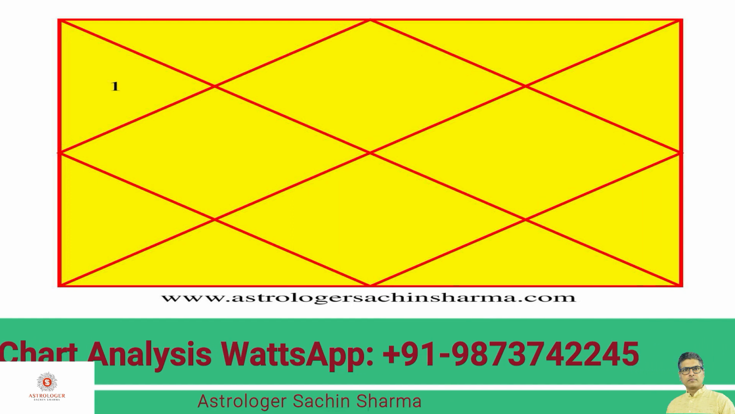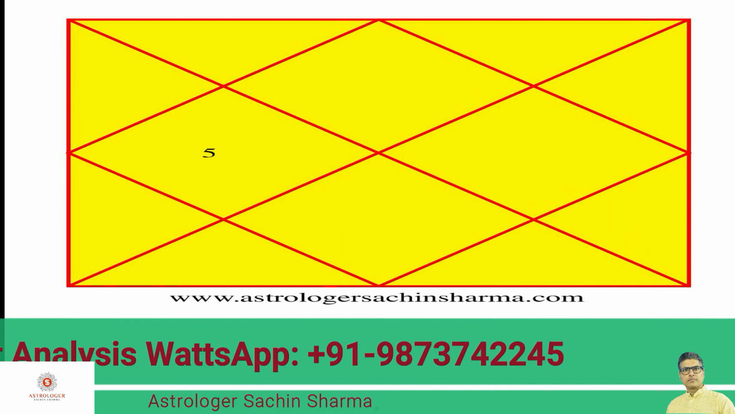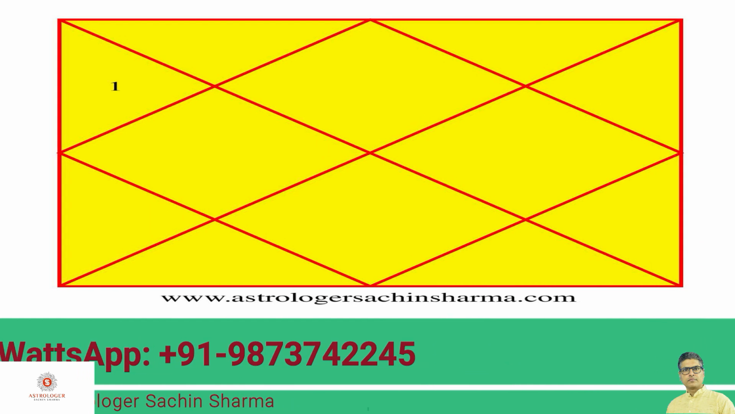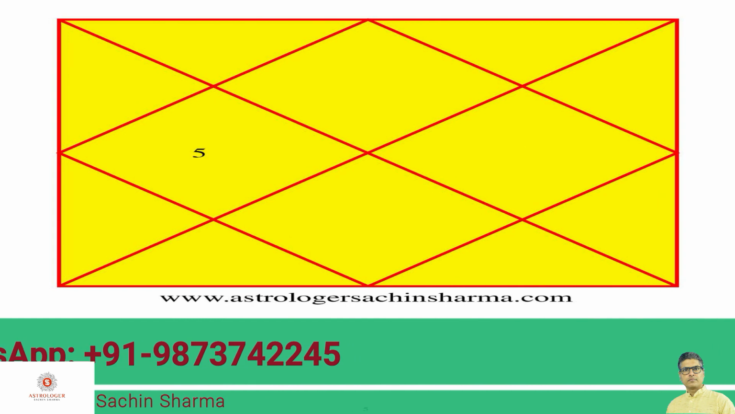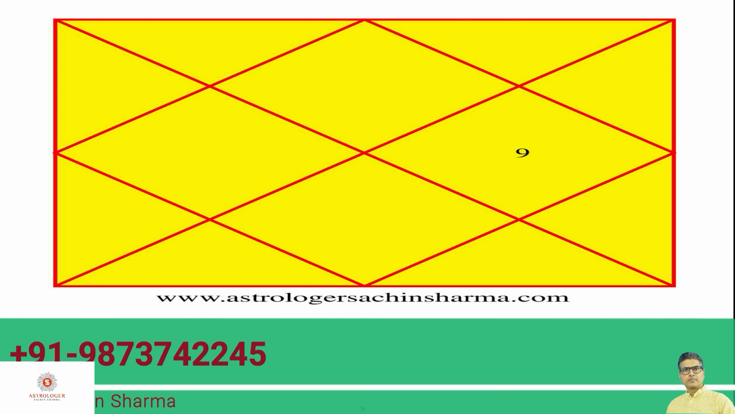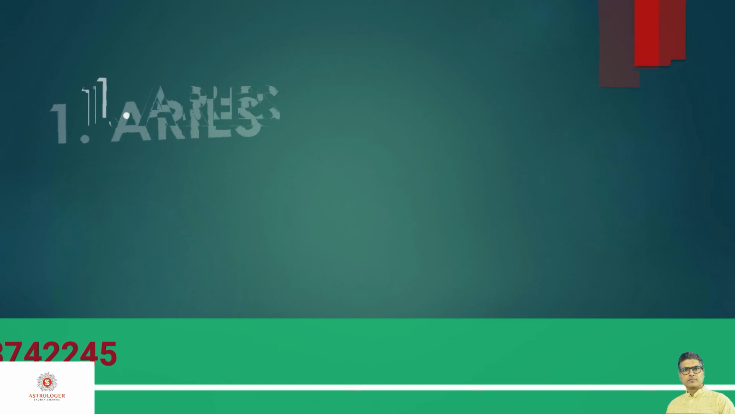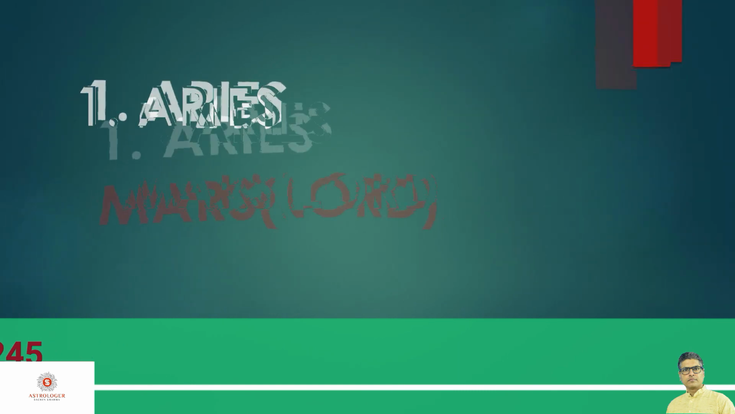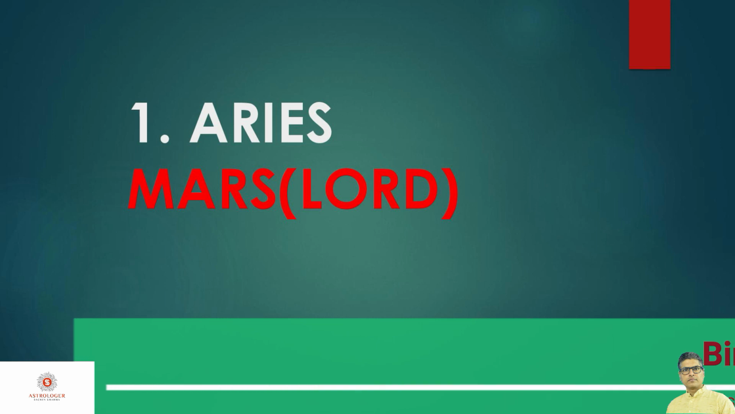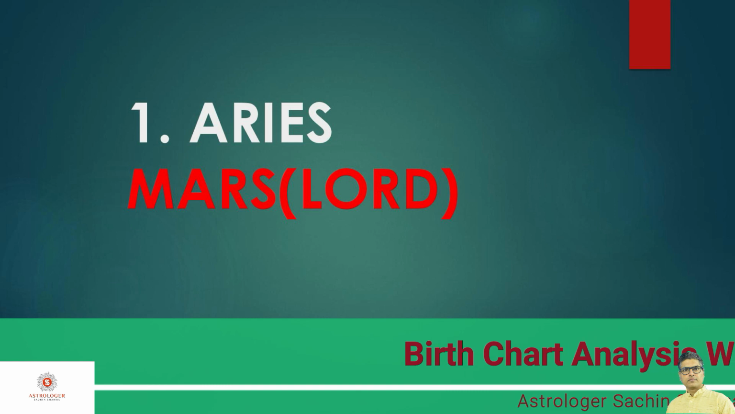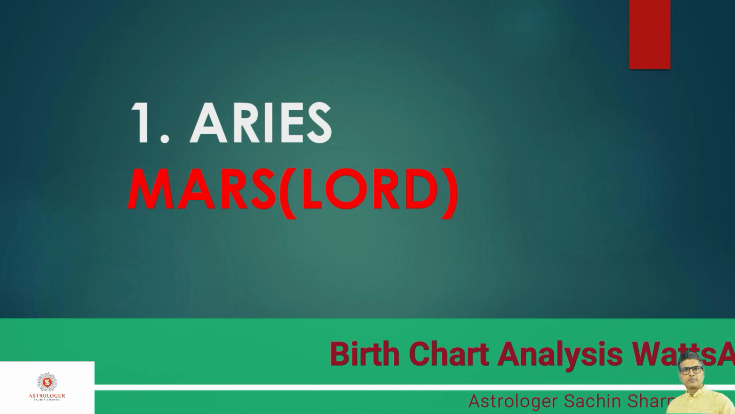Now let's discuss the meaning of these numbers in different houses. As you can see here, what is the meaning of these numbers? Let us first understand which number belongs to which planet. If the number 1 is written in any house, that means it belongs to Aries and the lord of that house is Mars. So you have to note these points. These are very important in Vedic astrology. So if number 1 is written, that means that house belongs to Aries and lord is Mars. Lord of that house is Mars.